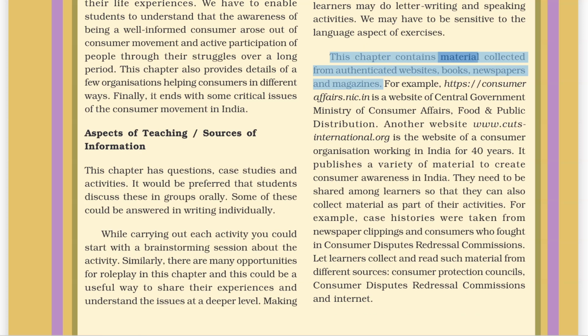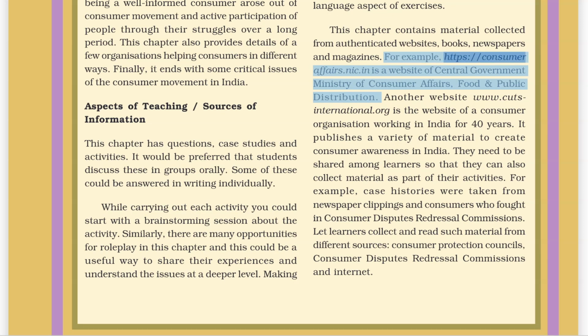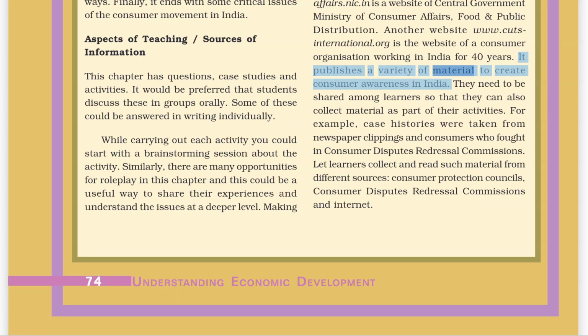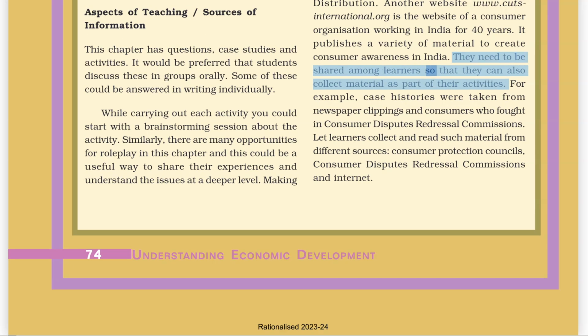This chapter contains material collected from authenticated websites, books, newspapers, and magazines. For example, https://consumer is a website of Central Government Ministry of Consumer Affairs, Food and Public Distribution. Another website is the website of a consumer organization working in India for 40 years. It publishes a variety of material to create consumer awareness in India. They need to be shared among learners so that they can also collect material as part of their activities.